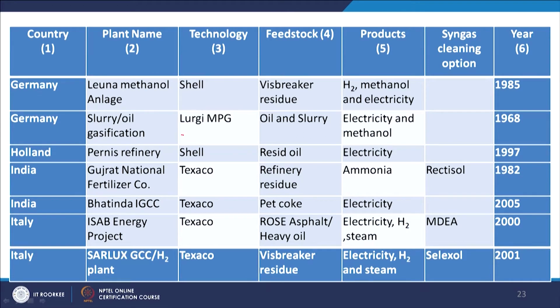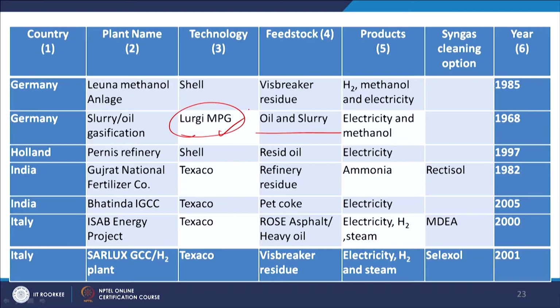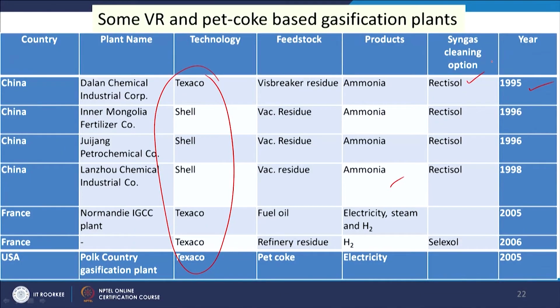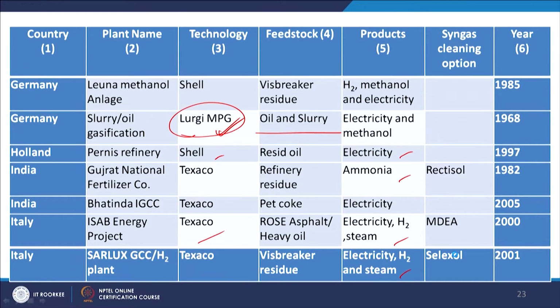Here only the Lurgi MPG is used, but there the feed is oil and slurry. Oil is relatively more reactive than pet coke and residue, so the Lurgi reactor is applied there, but in all other cases Texaco and Shell. And here we see electricity, ammonia, hydrogen, steam, methanol synthesis, all have been implemented, and different types of syngas cleaning, Rectisol, Selexol, MDEA are used, and Rectisol is mostly used.